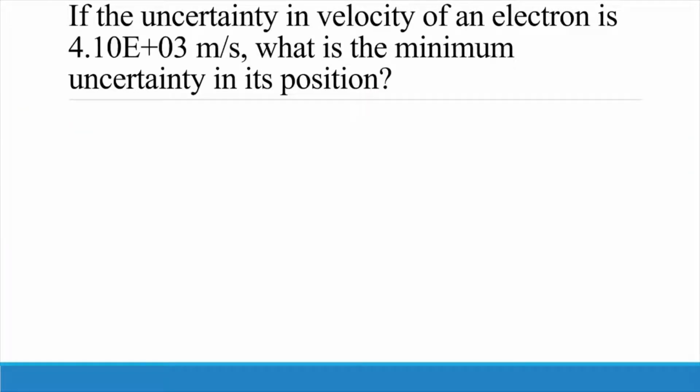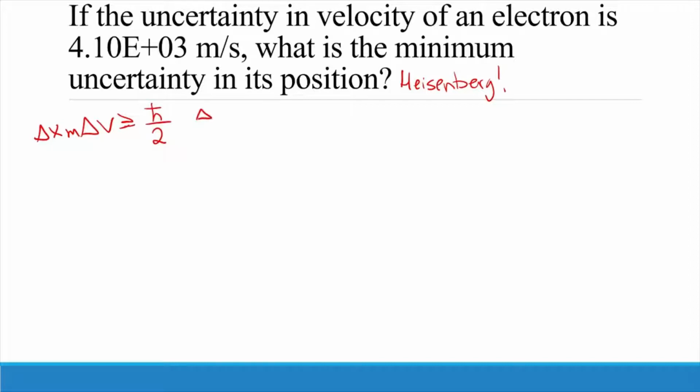Our next question: if the uncertainty in velocity of an electron is 4.10 times 10 to the 3rd meters per second, what is the minimum uncertainty in its position? So if you see uncertainty, this means we need Heisenberg's uncertainty principle, which tells us that delta x times m delta v is greater than or equal to h bar divided by 2.